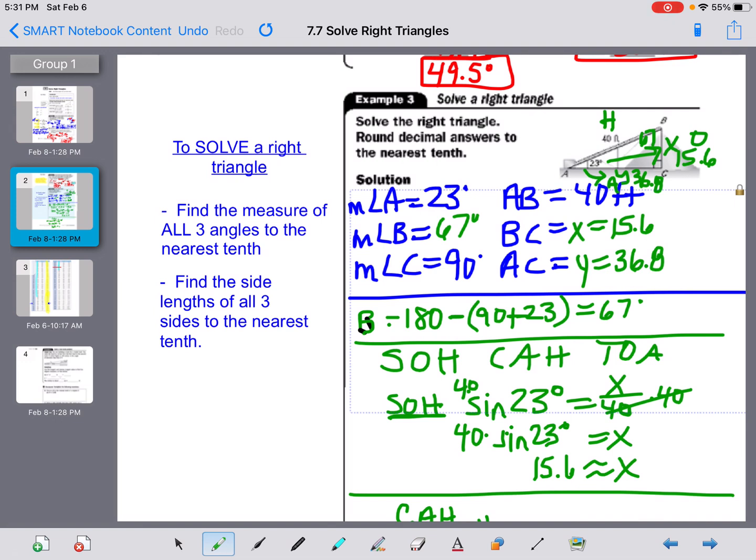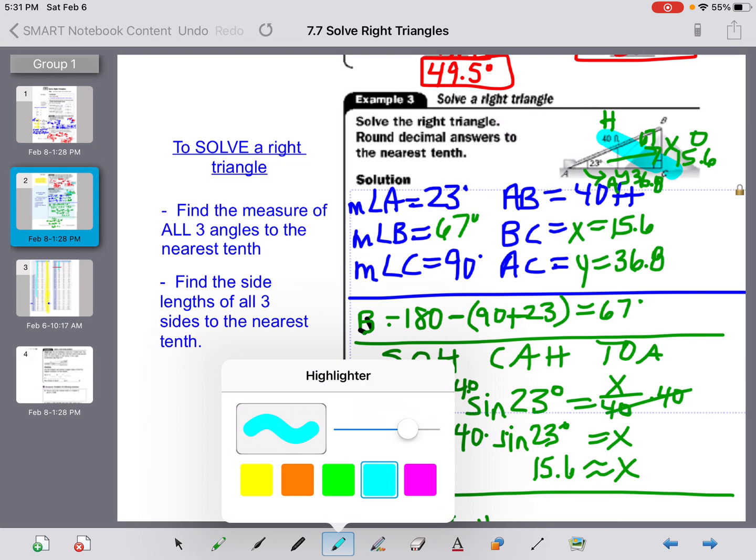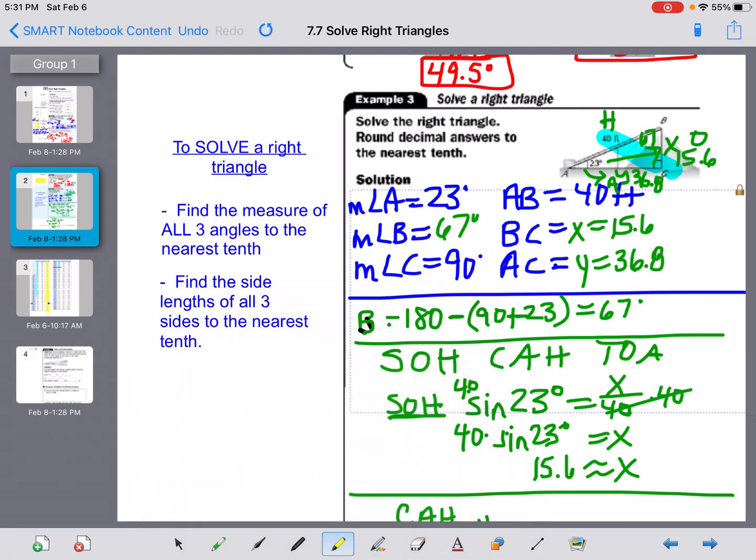Now I'm just trying to make sure it makes sense, right? So I'm looking across from each other. 90 is the biggest, and it's across from the 40. Yep, 40 is my biggest side. That's good, right? Then I look again, and I go, oh, my smallest is 23. I have 15.6. Yep, that's smaller than 36.8 and 40. So it's making sense. My medium angle is 67. My medium side across from it's 36.8. My answers make sense, so I'm feeling good on it, and I'm fine to move on, okay? So always check to see if it makes sense.